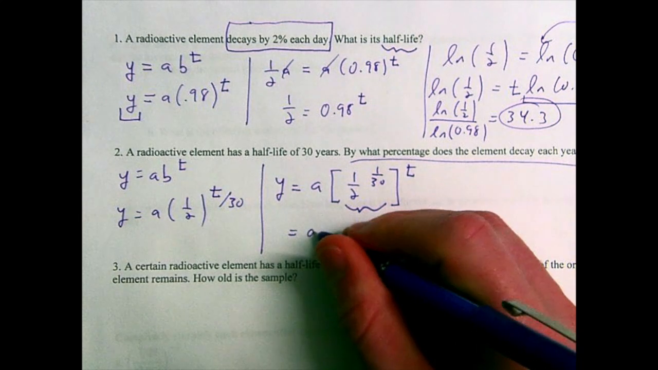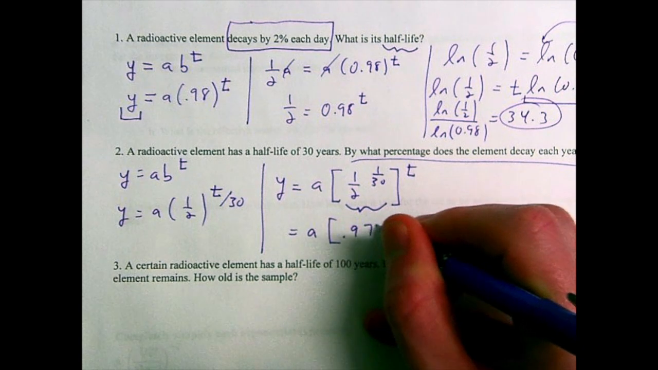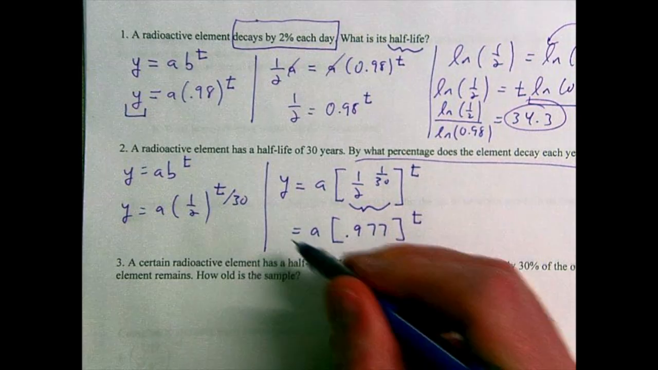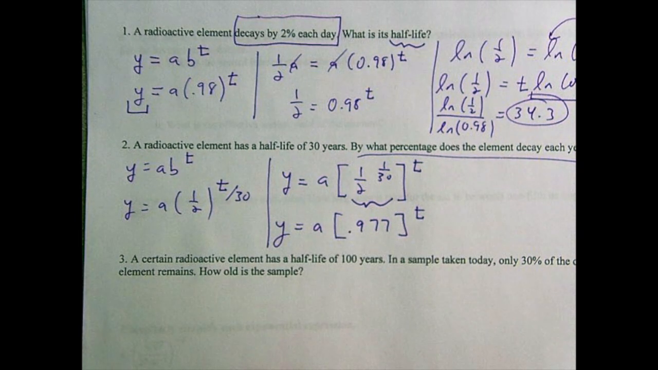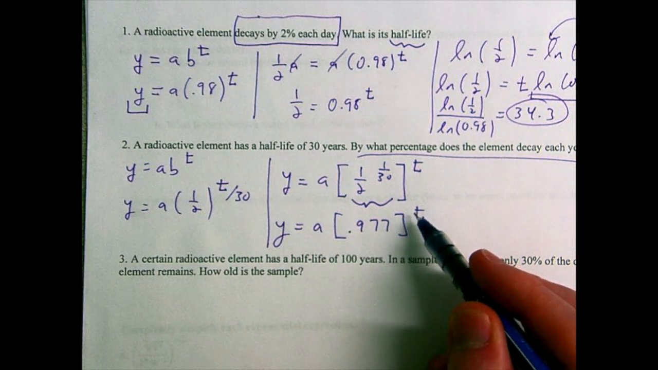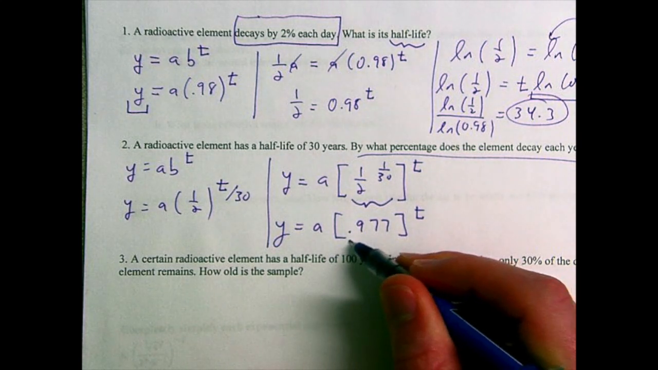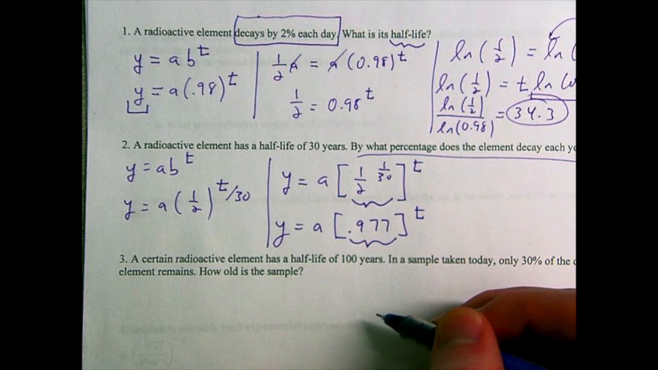Looks like I get 0.977 something. Okay. So this is our model rewritten so that the t is by itself. And as you can see, this is telling you what's happening every single year. Every year, you're multiplying by that number right there.